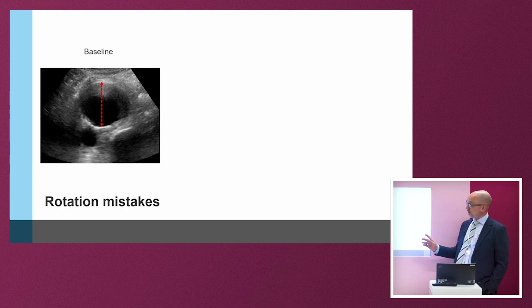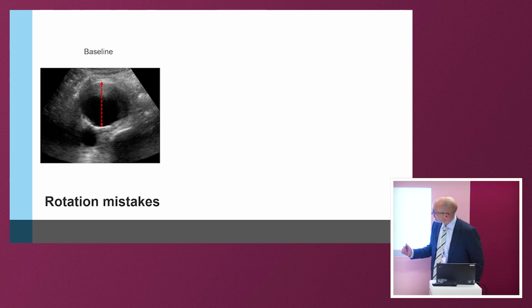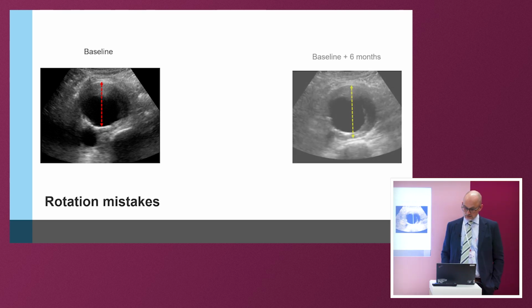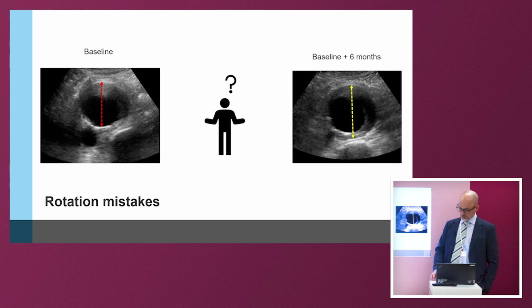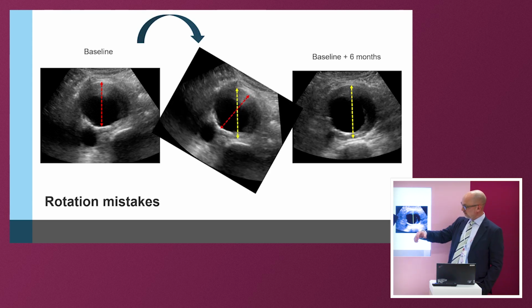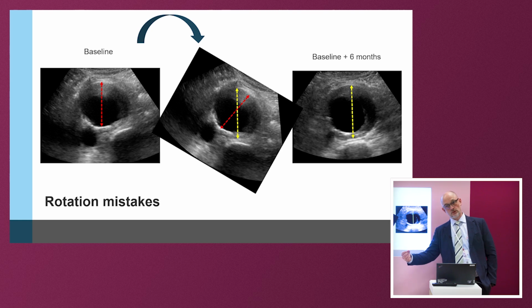Another issue is what I call rotation mistakes. This looks nice. I guess you agree. And then you can see this is baseline from one of our studies, and then 6 months later, the aneurysm was growing, apparently. But it was not. It was because the sonographer has slid to one side of the abdomen of the patient. So you can see, where should you put your measurements? This is the right way to do it.